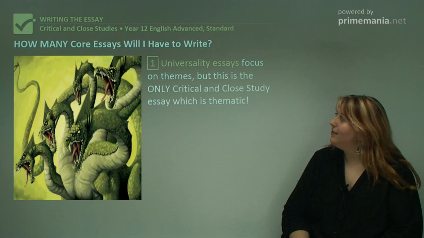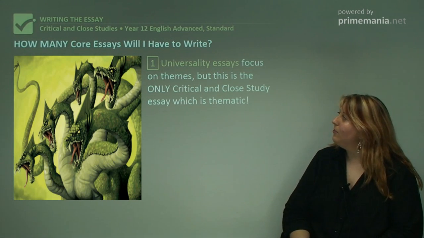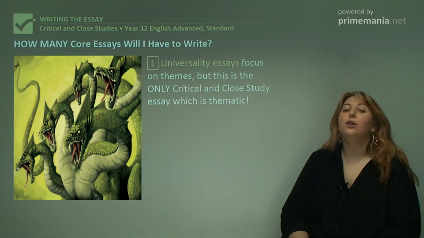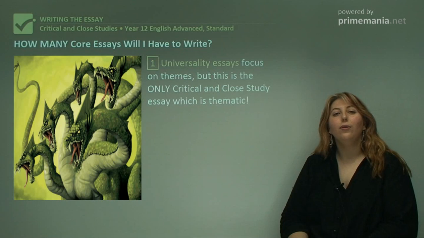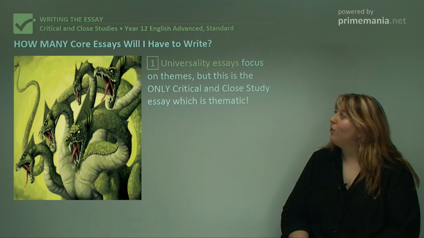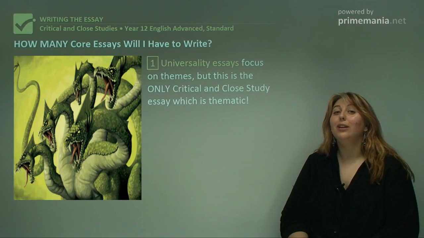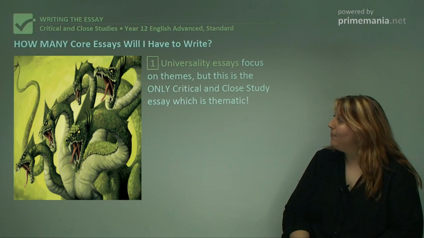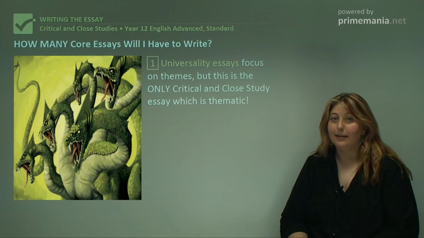So the first one is the most comfortable, familiar one. It's the universality essay. So this will ask you to talk about themes. It's often the first essay that your schools get you to write because they use this to test whether or not you have understood the themes that were in your text. So that gives you a kind of false sense of security that most questions are going to be about themes. But that's really not the case. This isn't the central kind of question that you're going to get asked in Module B. So keep in mind that this is the only kind of critical and close study question that is thematic.